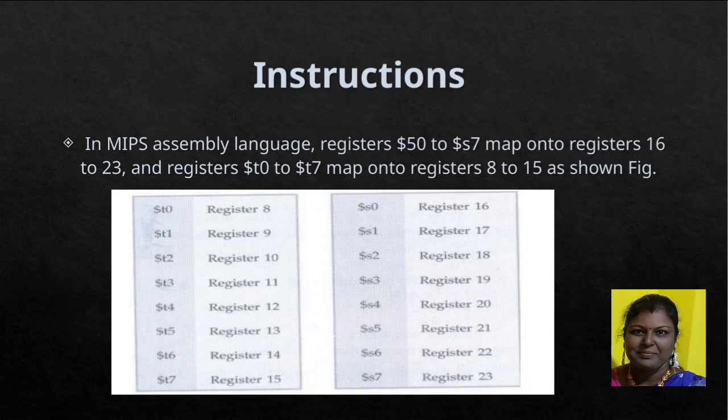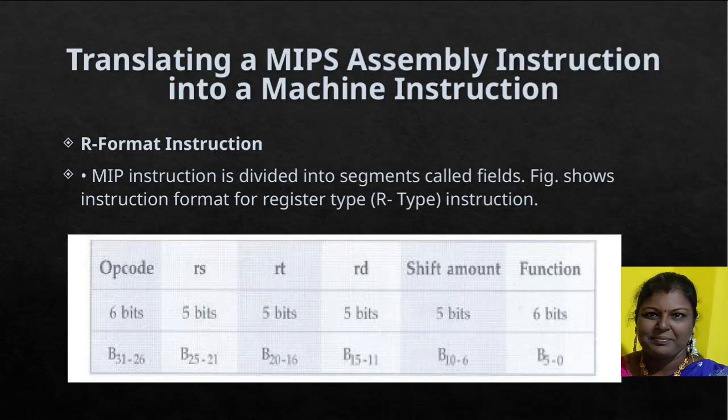Let's take a closer look at the R format instruction in MIPS assembly. Here, the instruction is broken down into segments called fields. Each field holds a specific part of the instruction, like the operation code, source registers, destination register, and shift amount. This format is used for register-type instructions, where all the data comes from registers. Understanding this structure is key to translating a MIPS assembly instruction into its machine code equivalent.